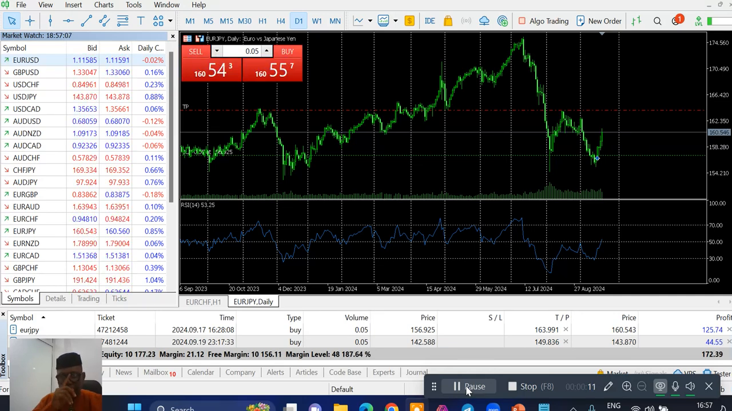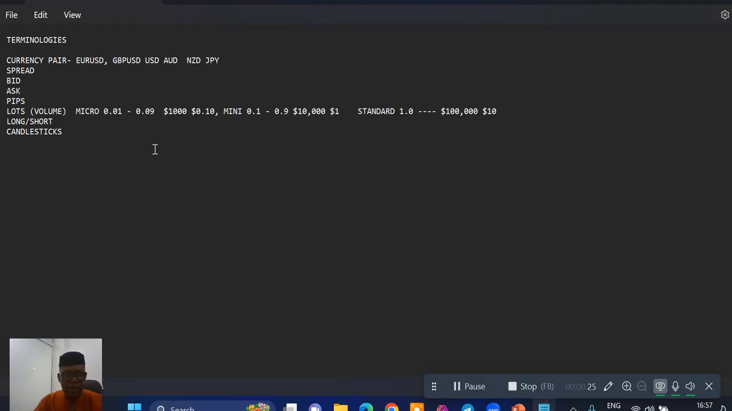Now today we are going to be treating terminologies. So when you're having conversations with your friends who trade the Forex market, you have some cool slangs to play around with. So the first set of slangs we are going to talk about is the currency pair.